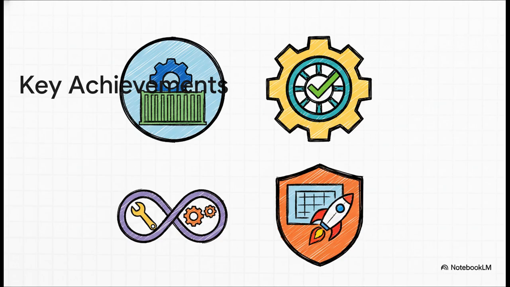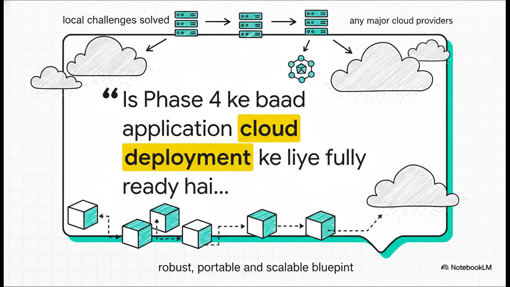So let's just recap what we really accomplished here. We didn't just get an app running. We successfully containerized a full-stack application, deployed it to Kubernetes, and, more importantly, we followed a realistic process that included automation and debugging a real-world error. And this brings us to the biggest takeaway of all. The source material says it perfectly. After going through this process, the application is fully ready for cloud deployment. By figuring out all the hard stuff locally, we built a solid, portable, and scalable blueprint that's now ready for the big leagues, any major cloud provider.